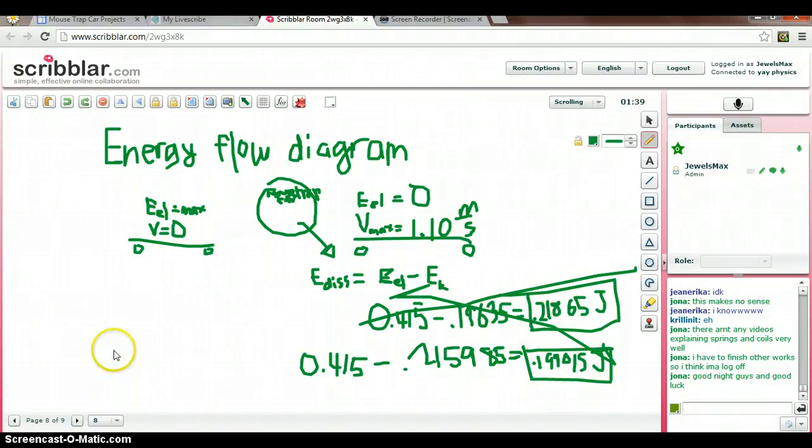Now all of this stuff I just wrote beforehand because it would have taken a really long time if I hadn't. But yeah, so this is my mousetrap project.